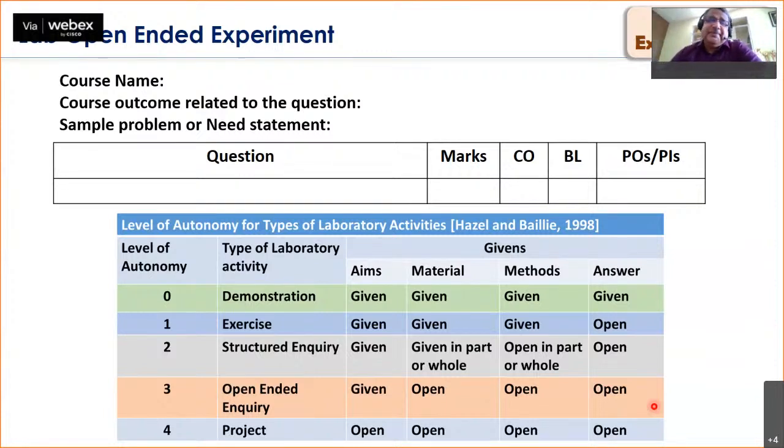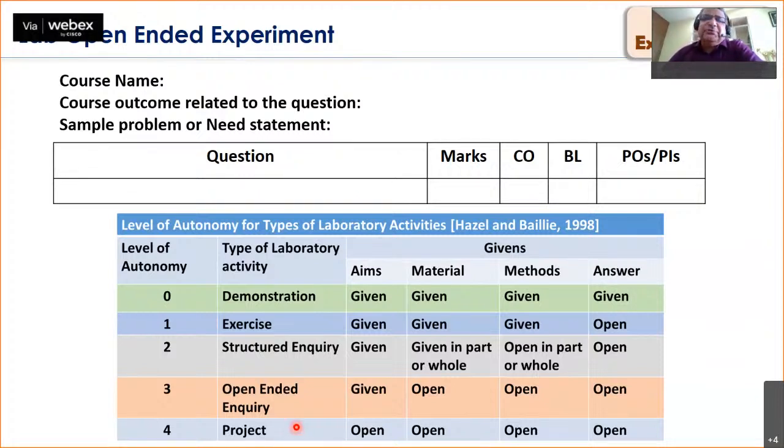They are a bit challenging. That will engage the students in the laboratory more, make them do some research, collect some information, make some changes, and then show the results. During this process, the learning will be much, much better. And the fourth level is for PhD holders and scientists. So you need not worry about it.